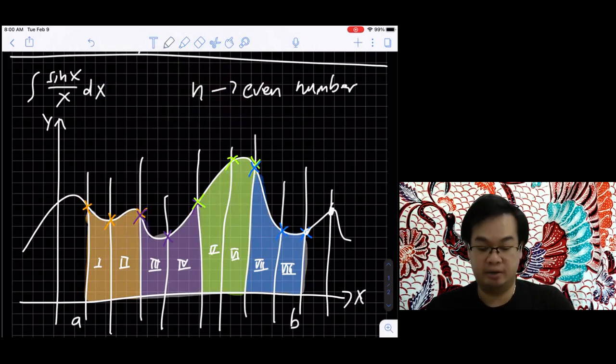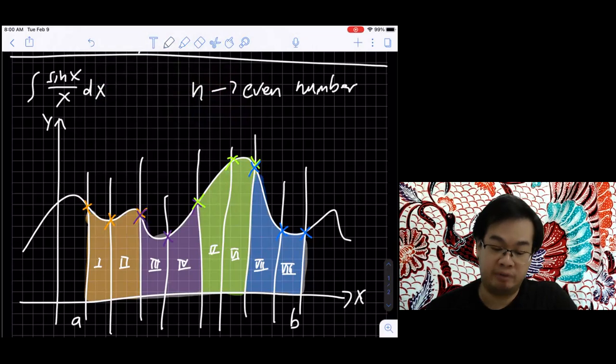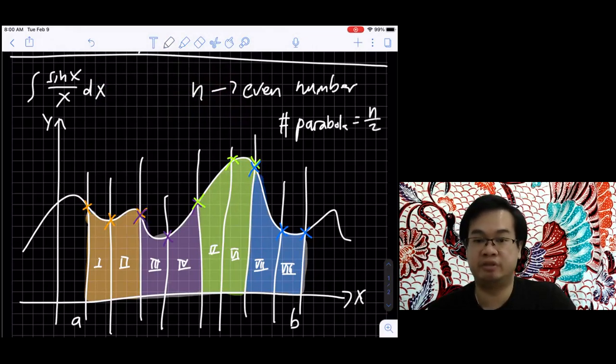So that's why for using the Simpson's rule method, n must be an even number, and the number of parabolas will be n divided by 2. So if it's 8 increments, then there will be 4 parabolas. If there are 10 increments, then there are 5 parabolas. Okay, I hope you understand so far.